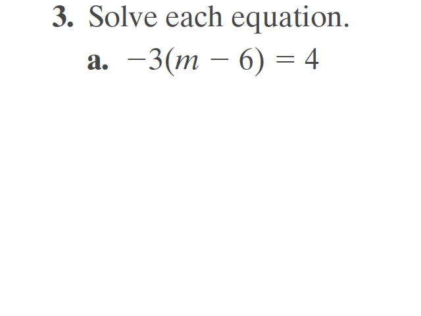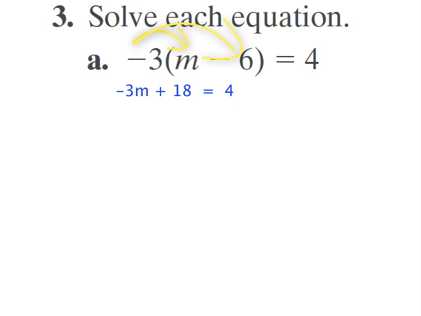Number 3, solve each equation. A, -3 times the quantity m minus 6 equals 4. We first have to do the distributive property. We have to distribute the -3 to the m and to the minus 6. Well, -3 times m is -3m. -3 times -6 is positive 18. So we have -3m plus 18 equals 4.